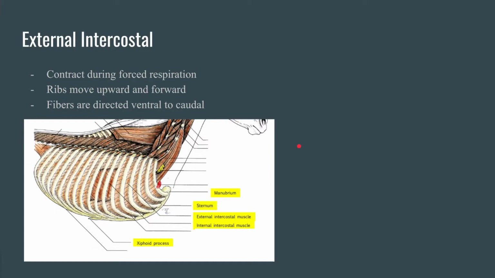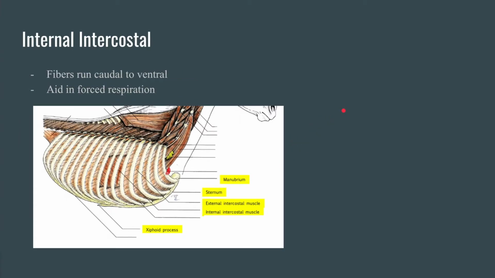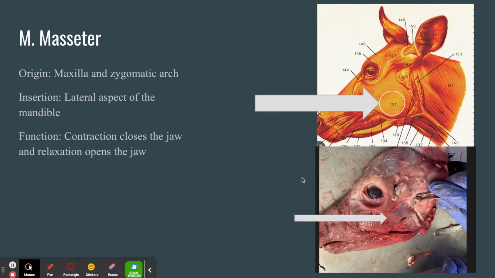The external intercostal muscles contract during forced respiration and move the ribs upward and forward. The fibers are directed ventral to caudal. The internal intercostal muscles are also involved in forced respiration, and the fibers run caudal to ventral. Muscles of the head. You have the masseter, which has the origin at the maxilla and zygomatic arch, and its insertion at the lateral aspect of the mandible.